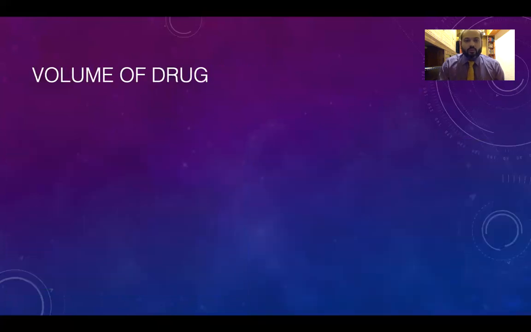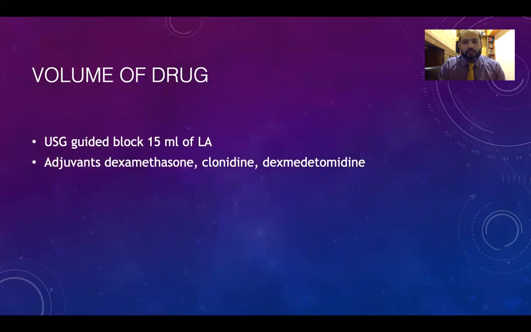So how much volume should be given? If you scan articles from 2016 to 2020, one comes across that about 15 ml of drug is sufficient to provide interscalene block. It can be 0.5% bupivacaine, or 0.2% ropivacaine, or 0.5% ropivacaine. Adjuvants that can be used are dexamethasone, clonidine, dexmedetomidine. Even catheters can be placed with in-plane technique.